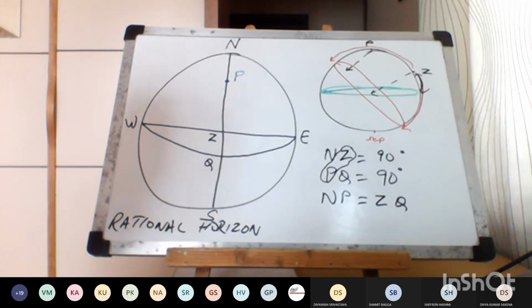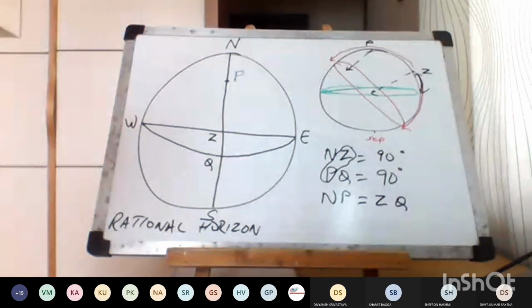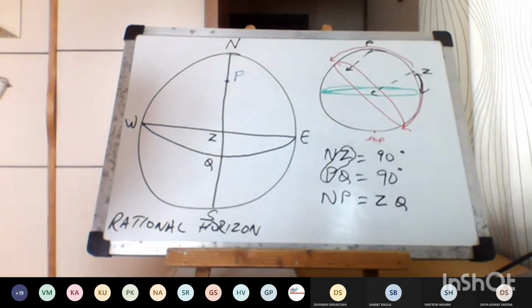Is this point clear, gentlemen, to all of you? It's very important to understand. This will set your thought process and you will understand the celestial sphere better. Is it clear?